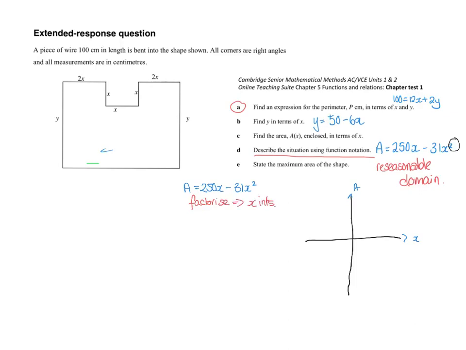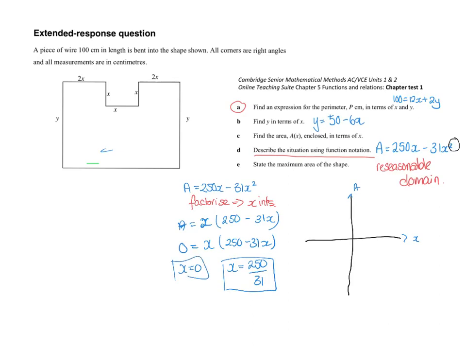Okay, so if I do that, x is common, so I'd get 250 minus 31x. Okay, so we've got area. Now, if we were drawing this area and finding the x-intercepts, we'll let area equal 0. So if we let it equal 0, then we let each factor equal 0. So we get x equals 0 and x equals 250 divided by 31 is the other x-intercept.